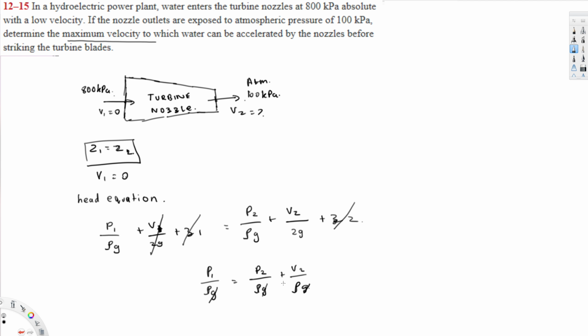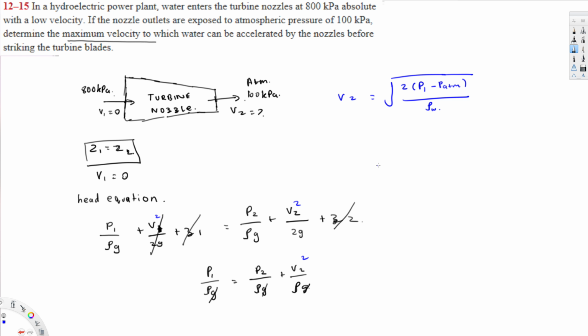Let's rearrange this equation because we have to find V2. That's our question. So V2 is going to be equal to the square root of 2 times P1 minus P2. We can say P2 is atmospheric because outside is atmospheric, over rho, the density of the water.